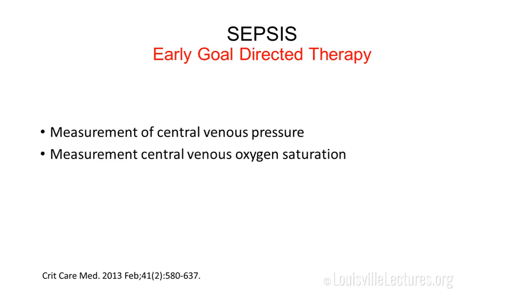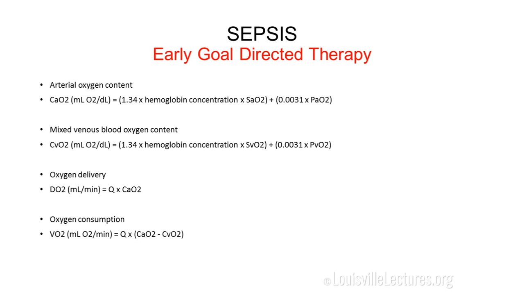Okay, so what about those two recommendations here for the 6 hours bundle? Measurement of central venous pressure and measurement of central venous oxygen saturation. We'll talk a little bit about that. Those two components are part of what we call early goal-directed therapy. So before we go over, let's just remind ourselves what arterial oxygen content is. It is dependent on the amount of oxygen bound to hemoglobin and the amount of oxygen dissolved in the blood.